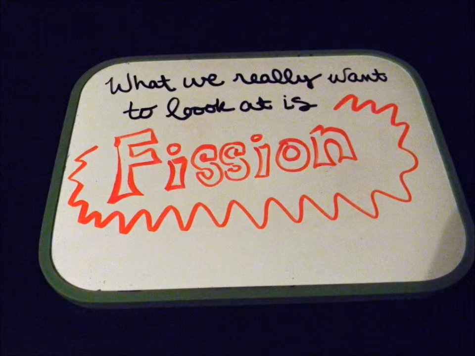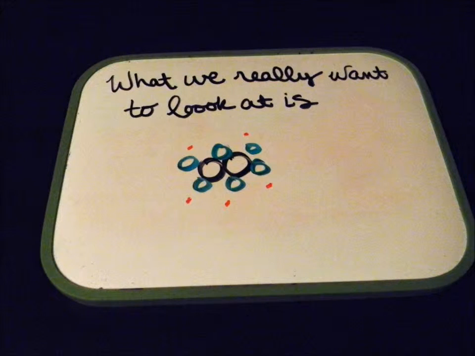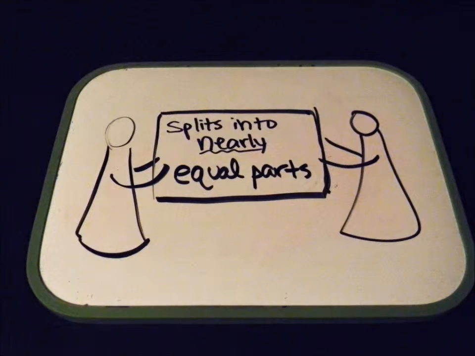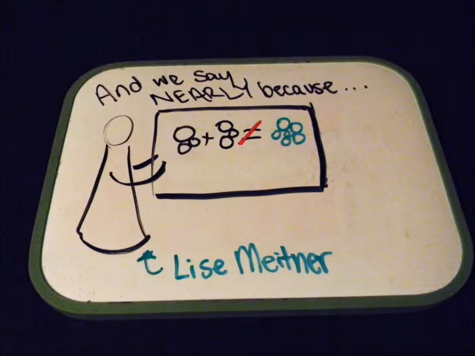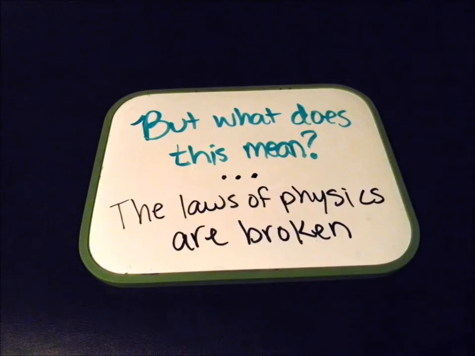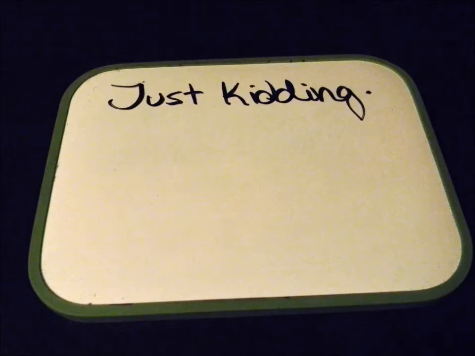Scientists found that they didn't have to wait for the entire half-life of uranium specifically to be up. They found that they could just shoot slow-moving neutrons at the atom in order to split the atom into 2 parts. Lise Meitner found that the 2 parts didn't quite add up to the original. So what does this mean? The laws of physics are broken?